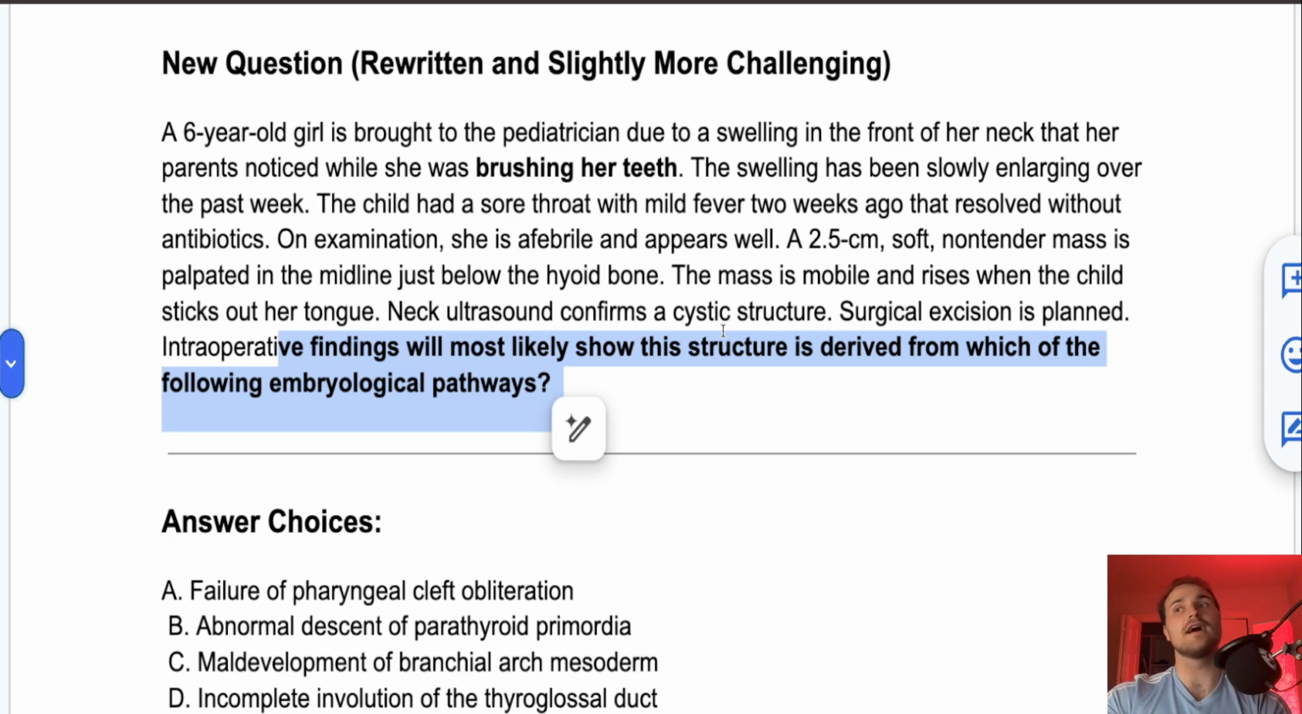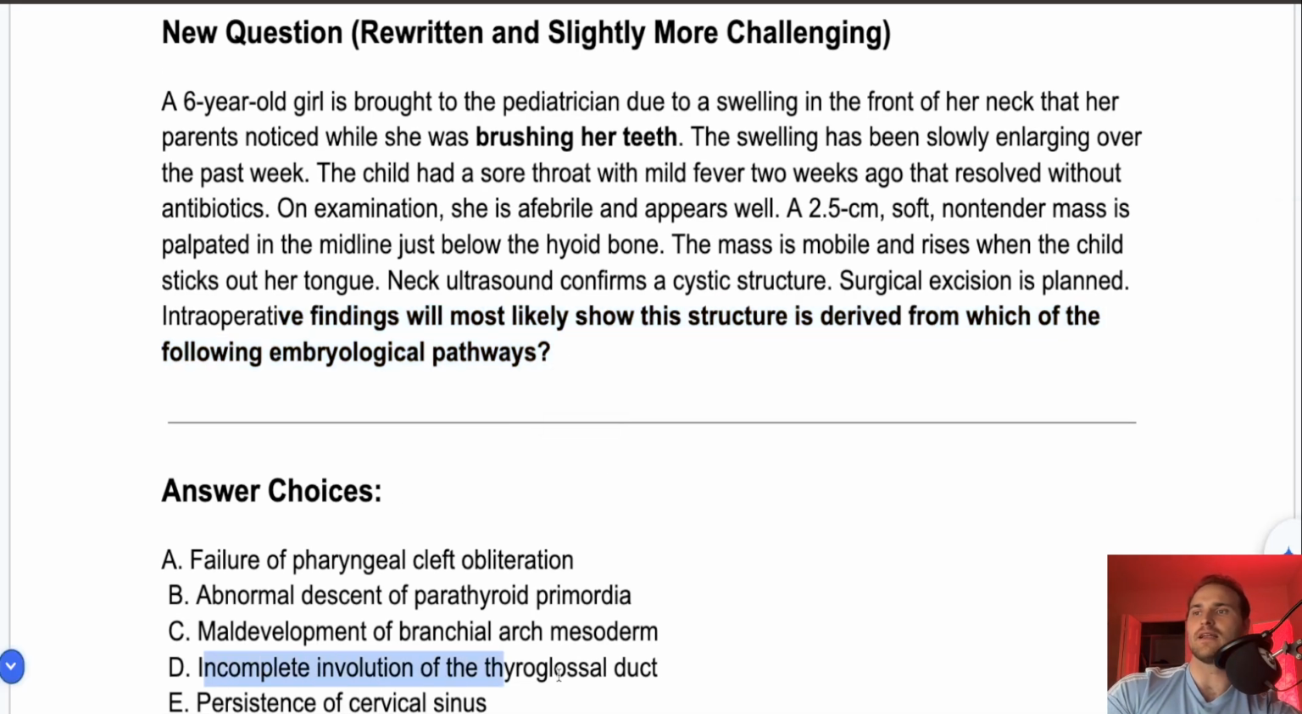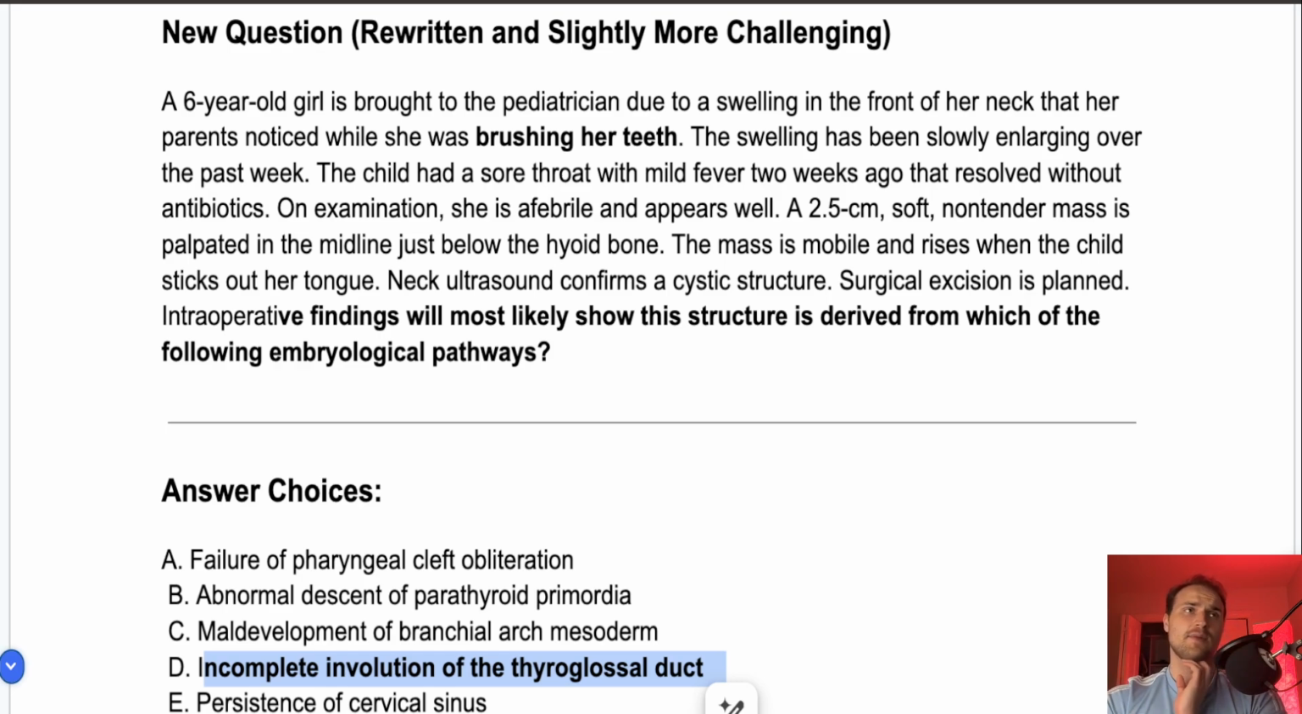Okay, so that cyst has not gone away, and so it's going to be the incomplete involution of the thyroglossal duct. Hopefully that was a really good explanation. If you're done, if that makes sense, watch the next video. But let's just dive in and explain why the other answer choices are wrong.